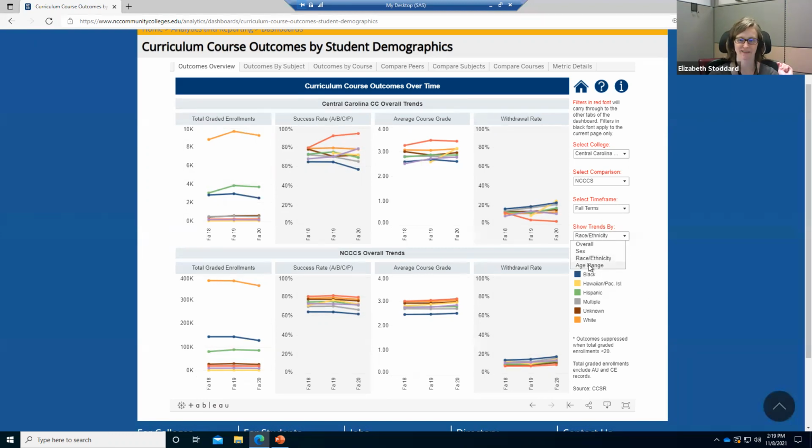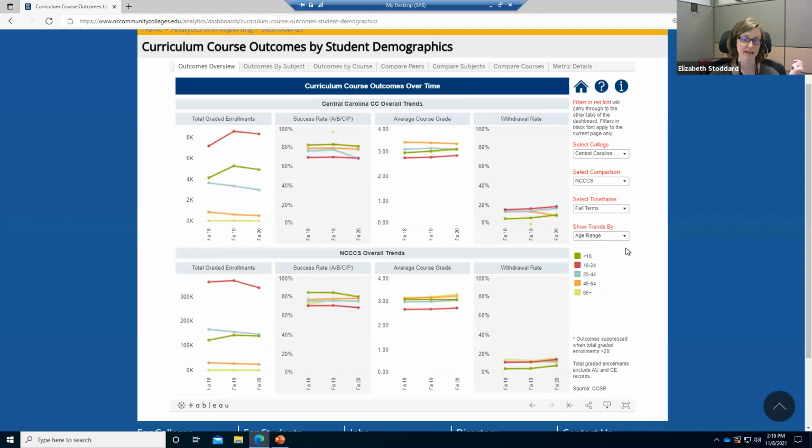And the last disaggregation that we have here is by age range. Here we have one grouping for our less than 18 students, which is probably mostly our dual enrollment students. And then we have this 18 to 24, more of the traditional age, and then a 25 to 44 grouping, 45 to 64, and then 65 and above. So that's an orientation to what you can learn on these first few pages.